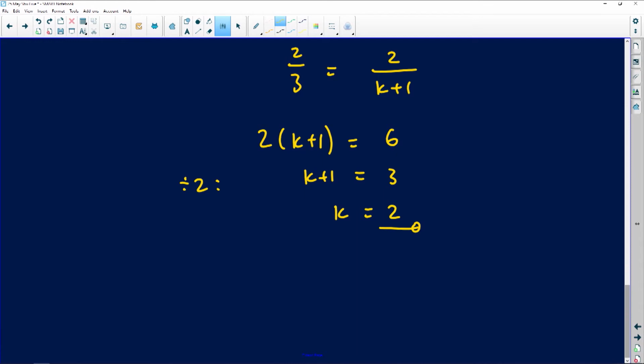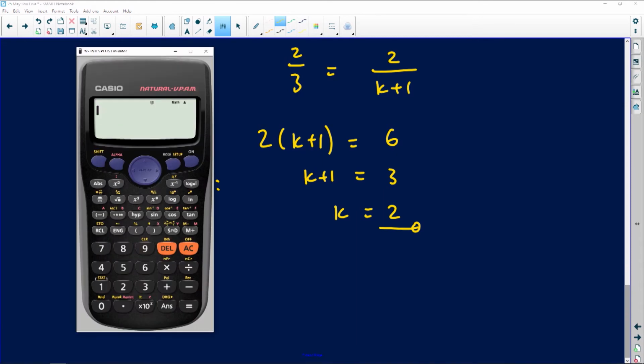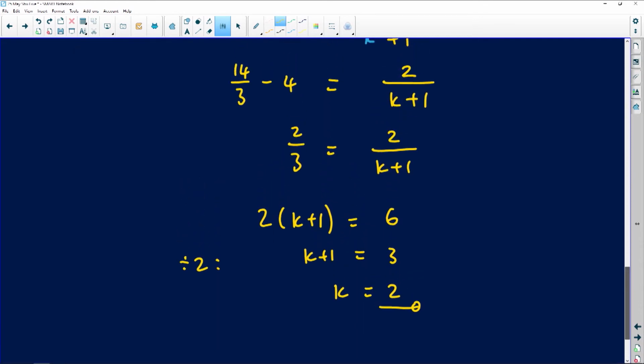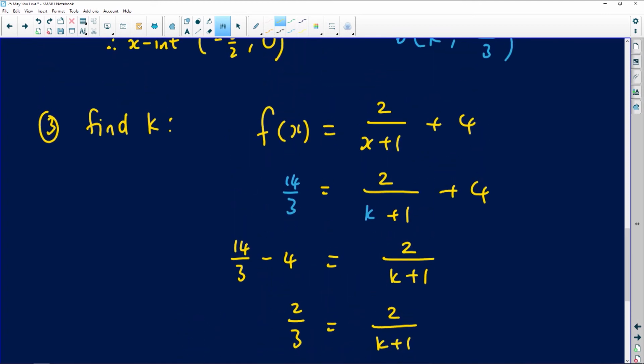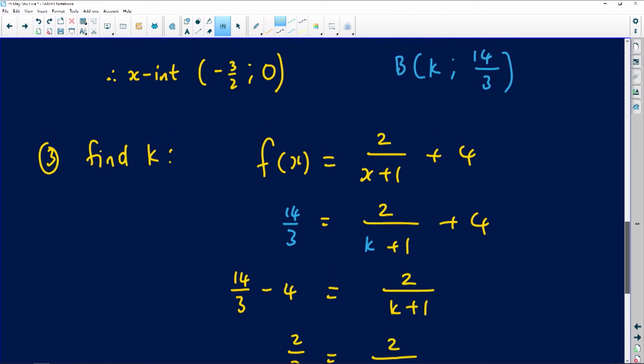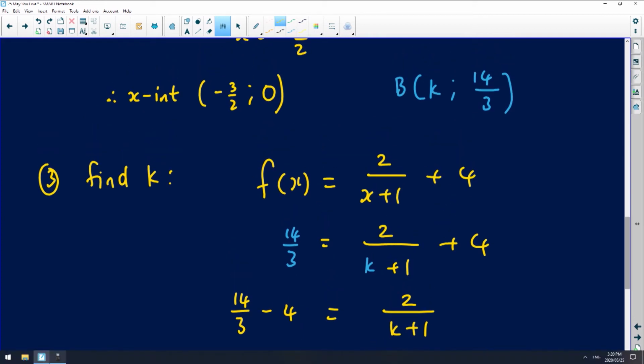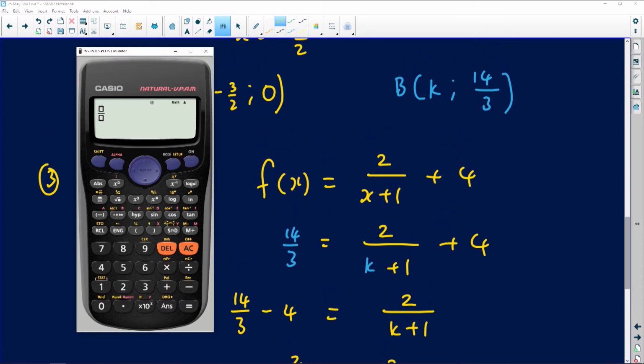If you want to confirm this, you go back to your calculator, right? You just check that I'm looking for K. I just claim that K is 2. So if I replace X as 2, I must get that Y value that they're giving me at point B, right? If I go back and I put 2 here, divided by, I'm claiming that my K is 2, right? Plus 1, okay? And I add that with 4, what are you ending up with?